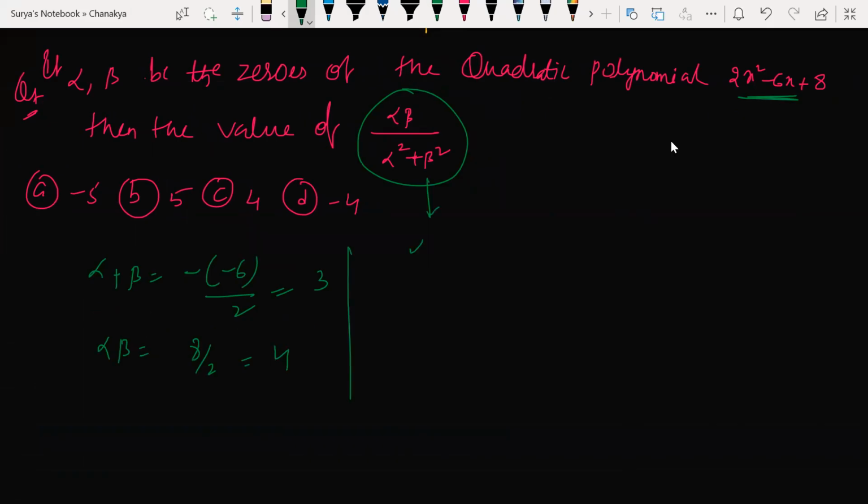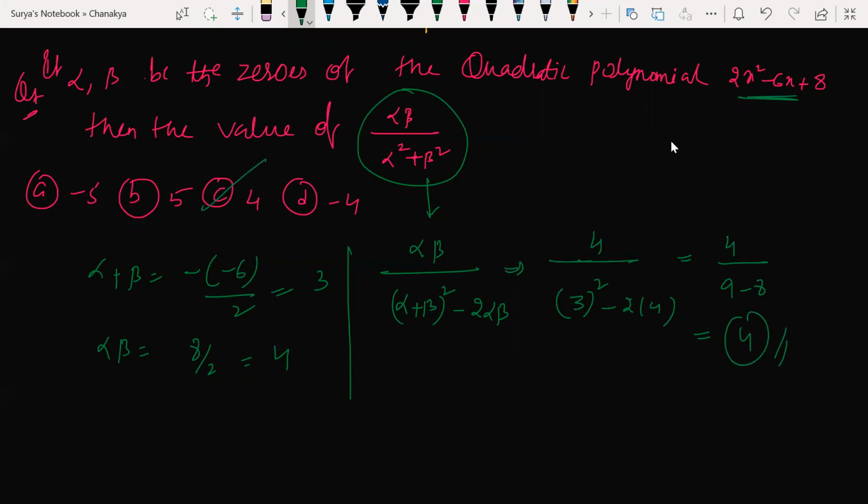We need to find alpha square plus beta square. Just now I told you it can be written as alpha plus beta whole square minus 2 times alpha beta. So now we know every value here. Alpha beta is 4, alpha plus beta whole square is 3 square, then minus 2 times 4. That is 9 minus 8, which is 1. The answer is 1, guys. Option C is correct. Any doubts?